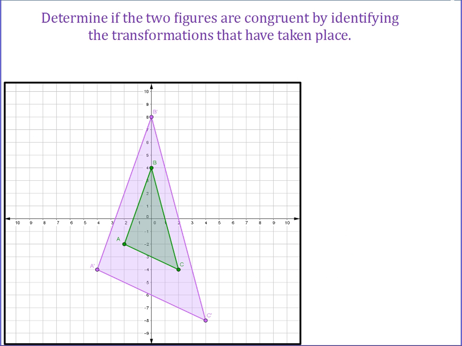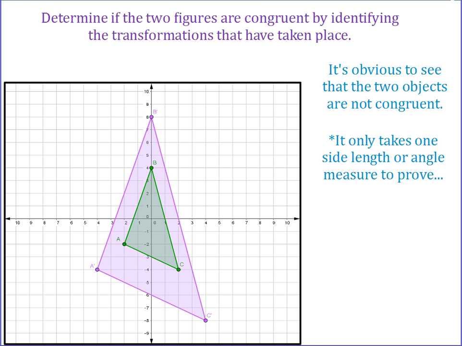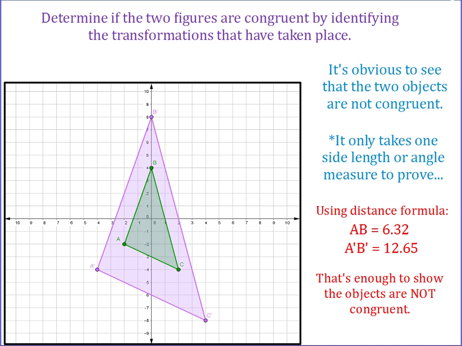In our final transformation, it's pretty obvious to see that these are not congruent shapes. They're similar, right? They are exactly the same shape, just one has been enlarged. So to state that two objects are not congruent, I only need one side length or angle measure in order to prove my conclusion. So I'm going to find a side length in my pre-image and in my image that correspond to one another, like AB and A prime B prime. If those two side lengths are not the same, then I can say for sure that the objects are not congruent.